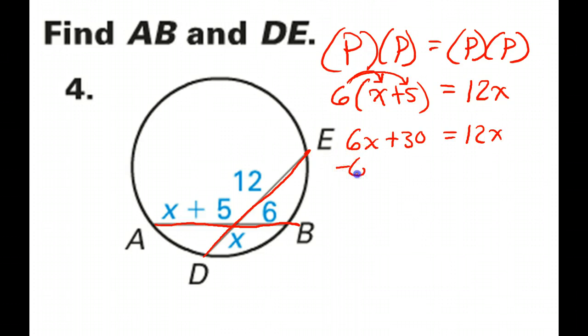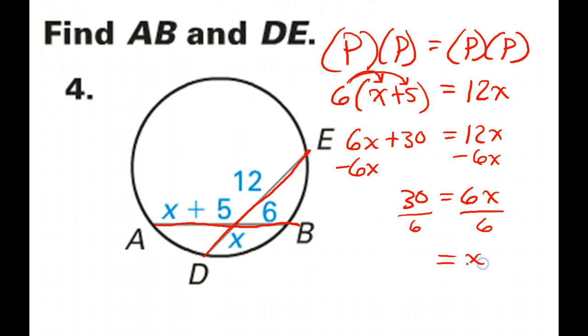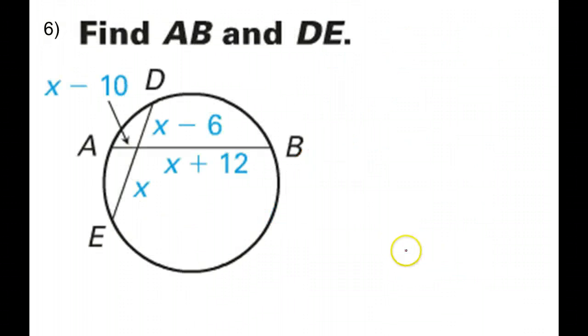And let's get these like terms together by subtracting 6x from both sides. So that'll give us 30 is equal to 6x. Then we need to divide both sides by 6. So that'll give us x equals 5. All right, that's number 4.